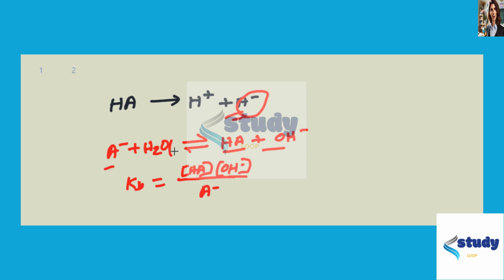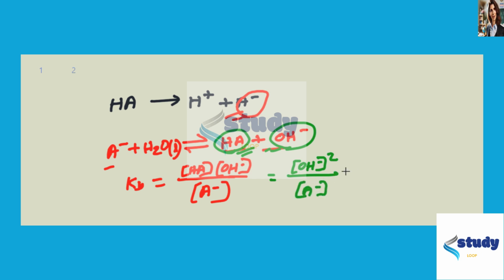And since water is a liquid, it will not participate in the equilibrium expression. As we already said, the concentration of the acid and the concentration of the base are equal, so we can rewrite this expression. On the top we can write OH minus squared instead of HA and OH minus concentration, and on the bottom we have the conjugate base concentration.